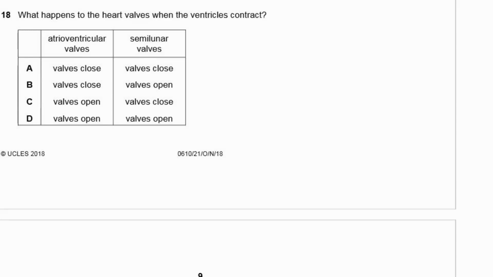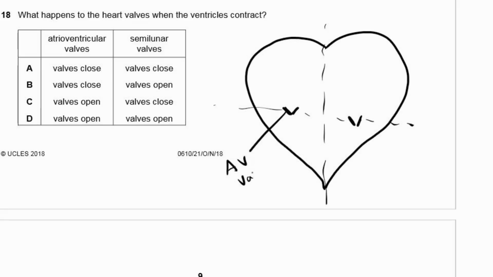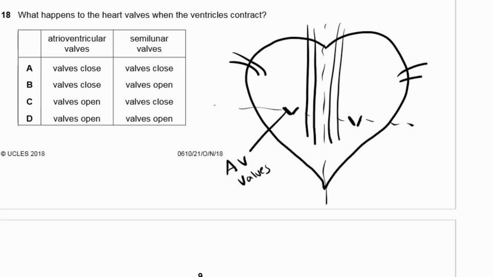Question 18. What happens to the heart valves when the ventricles contract? Okay, so let's draw our heart. This is our nice, simple heart that helps you figure out what you're doing. We have our heart. We draw 4 chambers. We have our atria on top, our ventricles on the bottom. In between the atria and ventricles, we have a valve. These are the atrioventricular valves. These two, this one and this one. Okay, we have vessels going in. We have vessels going out.